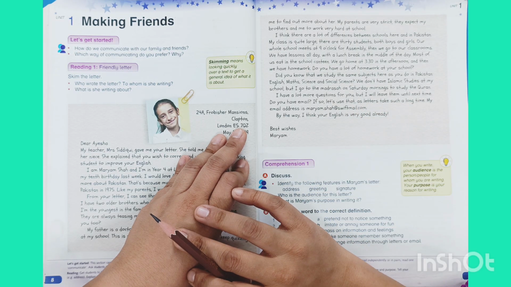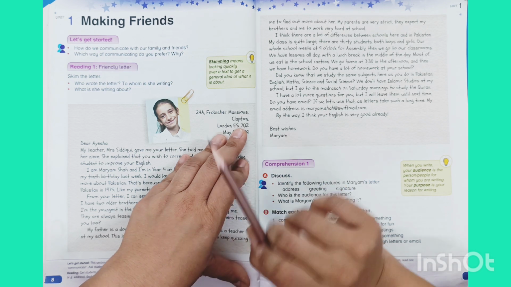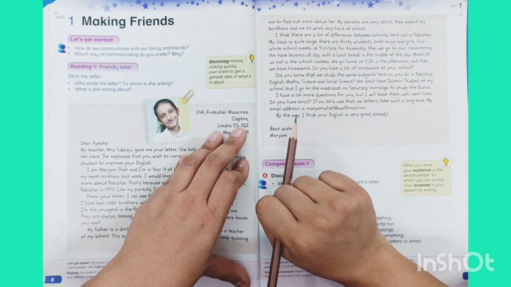She says that they will write again, okay, to improve their English.